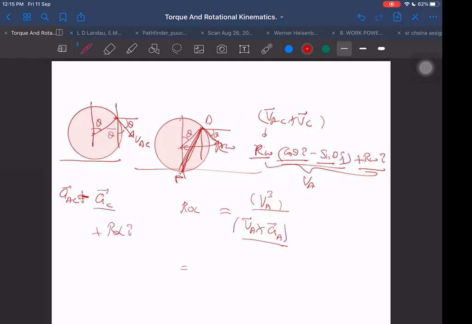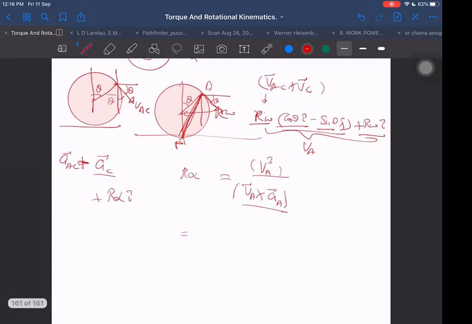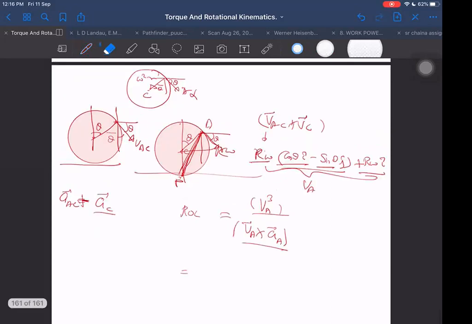Acceleration of A with respect to C will again have two components. One component is centripetal, omega square into R, and another component will be R alpha. Again, I have to take their components, theta this side, theta this side. So I have to take the components of these again. Last time I did not take the R alpha term.